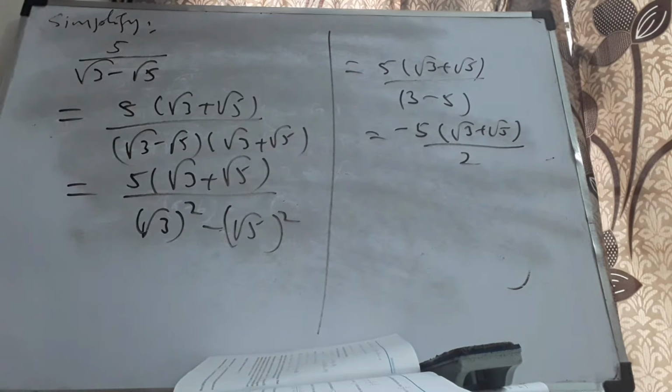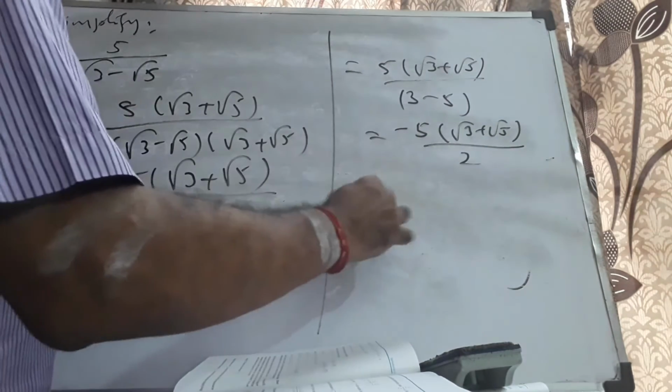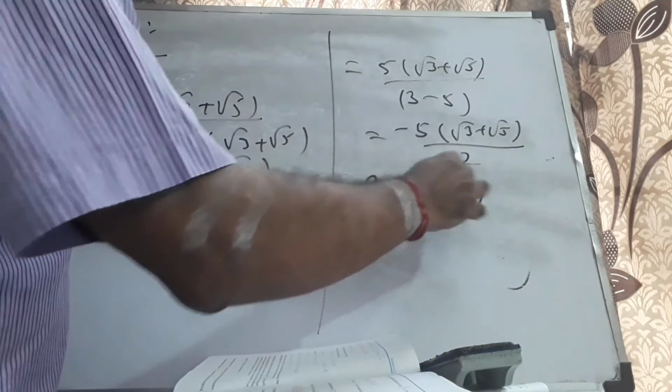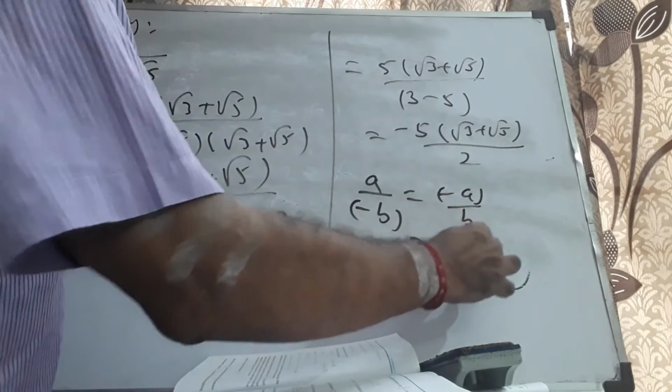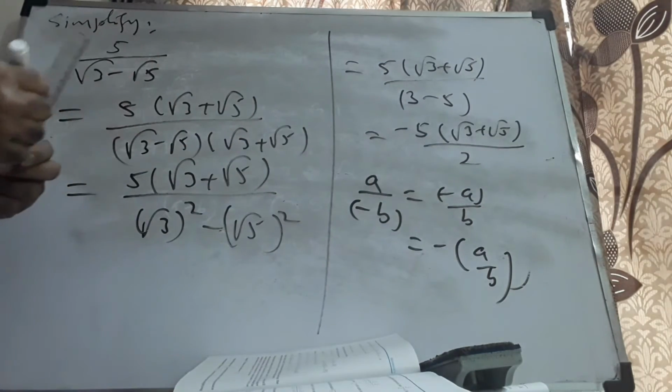Because a by minus b is the same as minus a by b, which is the same as minus of a by b. Either way you can write a by minus b as minus a by b. Everything will imply the same.